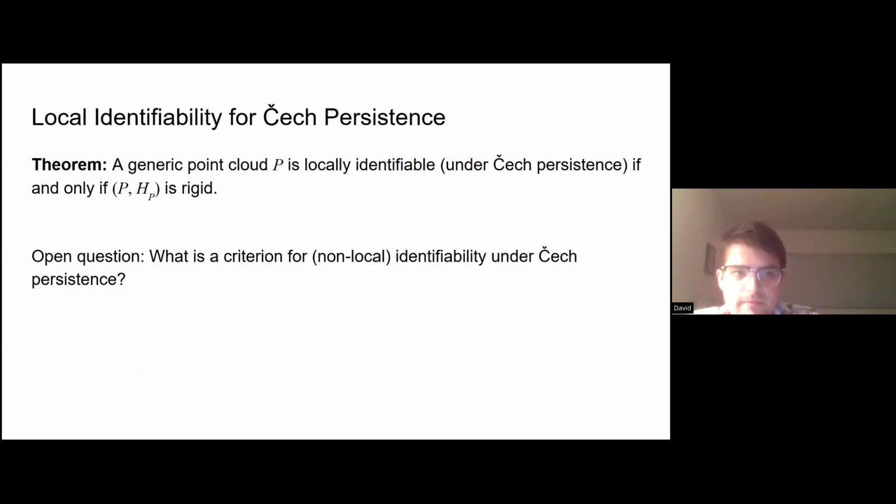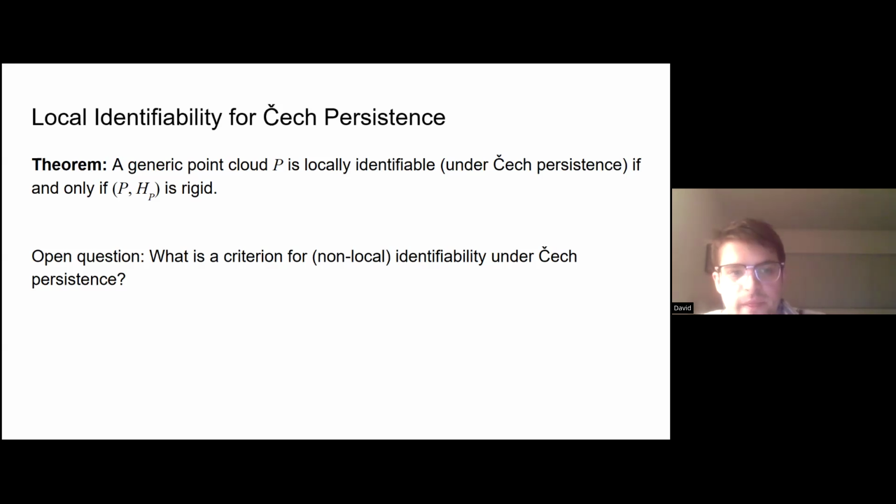Okay. And so using this definition of rigidity theory, we were able to show a theorem that a generic point cloud P is locally identifiable under Čech persistence if and only if P equipped with its critical hypergraph is rigid. And so in some sense, we were able to find a completely analogous result about local identifiability for Čech persistence.